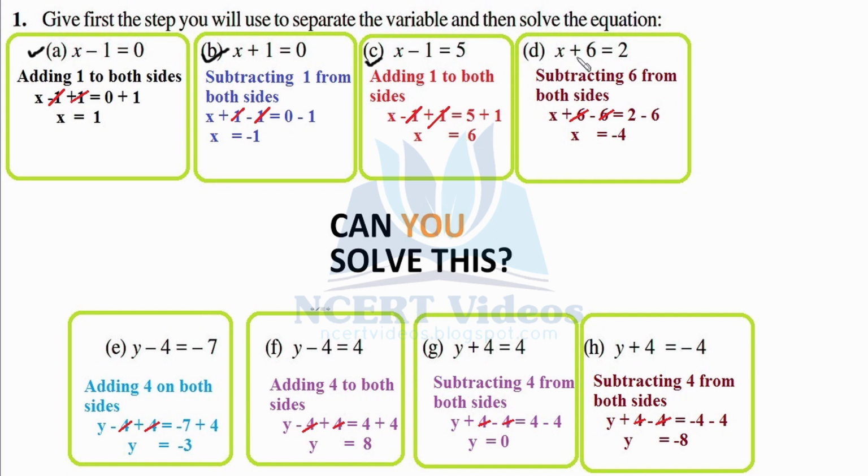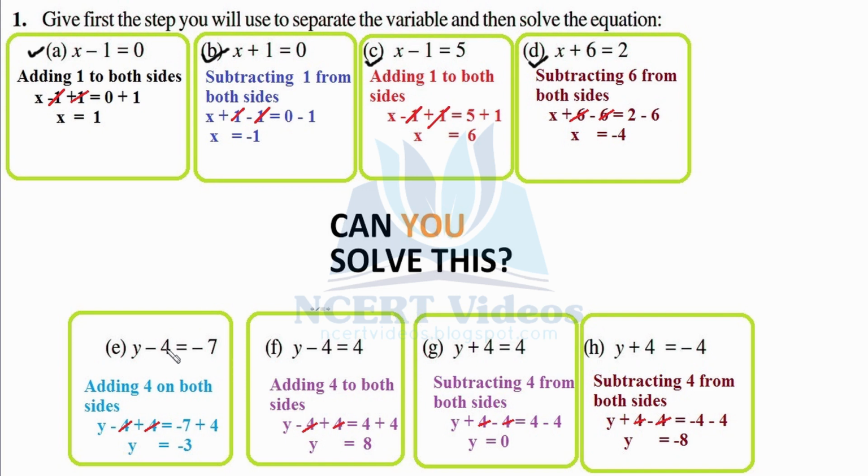D, x plus 6 equal to 2. Now it is plus 6. So we will introduce 6 but with the opposite sign so that it can cancel out. Now subtracting 6 from both sides, x plus 6 as it is, minus 6 because we have introduced, equal to 2 minus 6, the same. Now this cancels out, x separated equal to, different signs, we subtract, sign comes of the bigger number, minus 4.